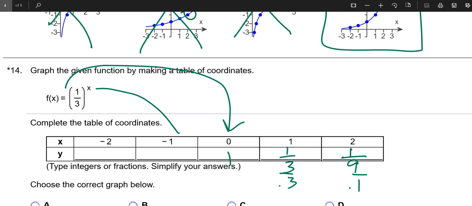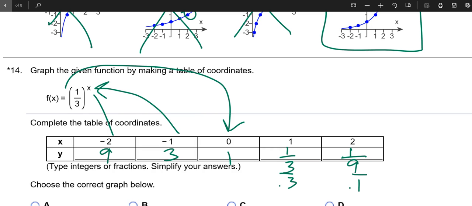What happens if you plug in a negative 1? What does that do to the base? It flips it, right? And makes it a 3. What happens if you plug in a negative 2? 9. It flips it and squares it, which makes it 9. Okay?